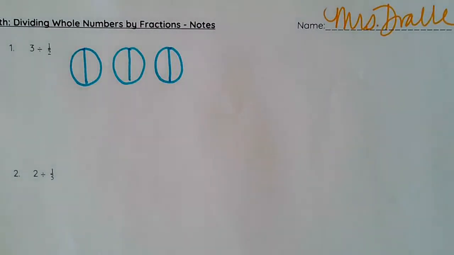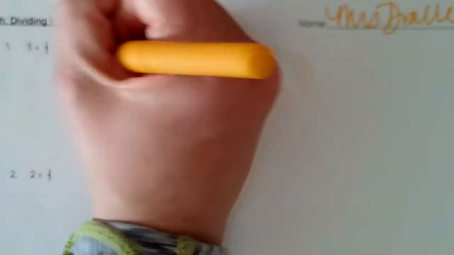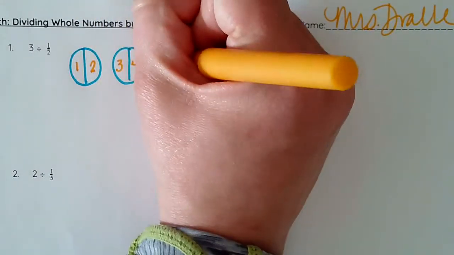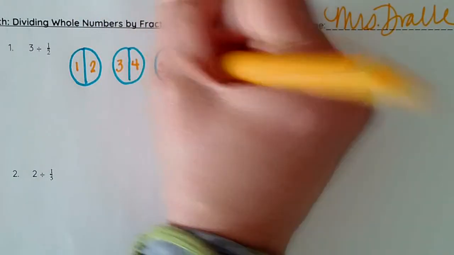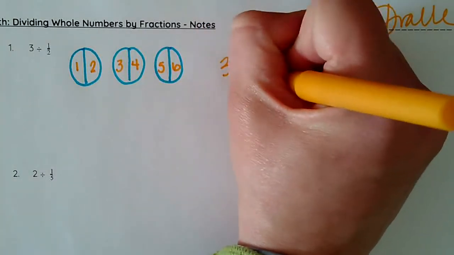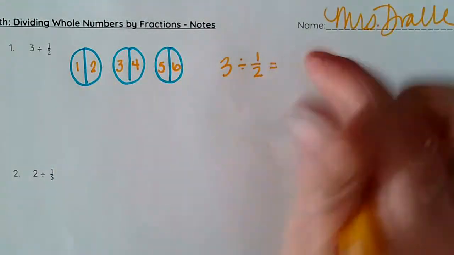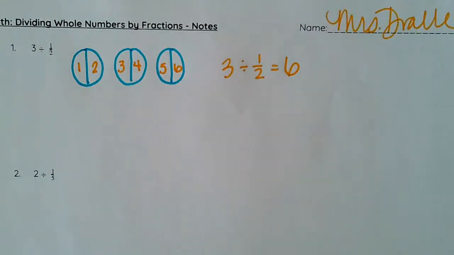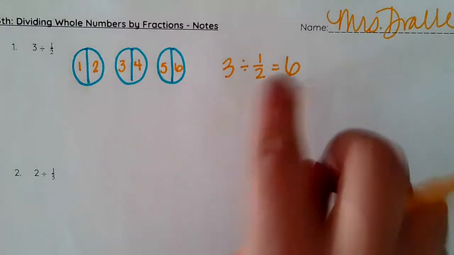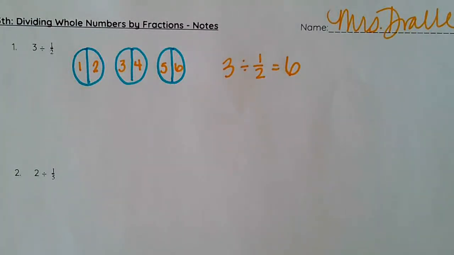Now I need to know how many halves I have. Well, I've got 1 half, 2 halves, 3 halves, 4, 5, 6 halves. Therefore, 3 divided by 1/2 equals 6 halves. Okay, so I drew my 3 sandwiches, I split them all in half, and that leaves me with 6 halves.